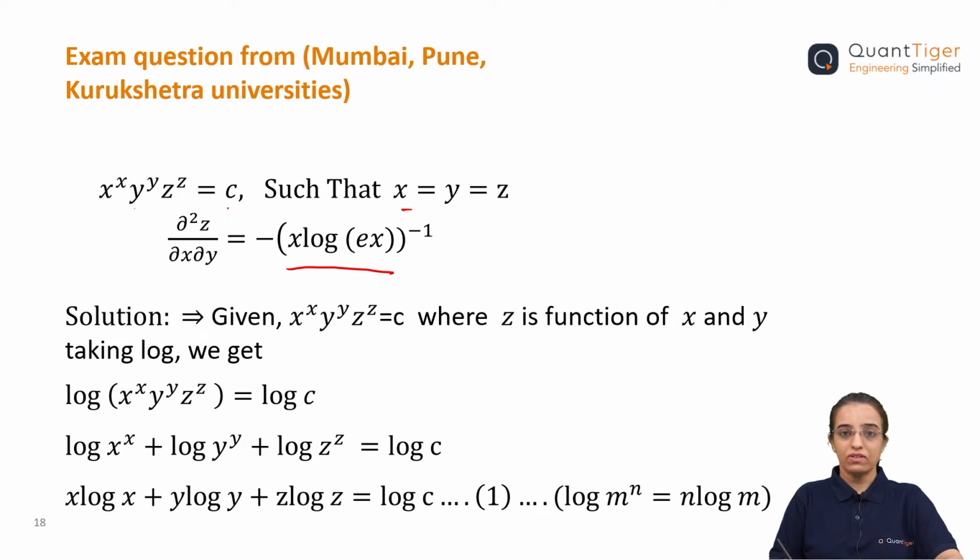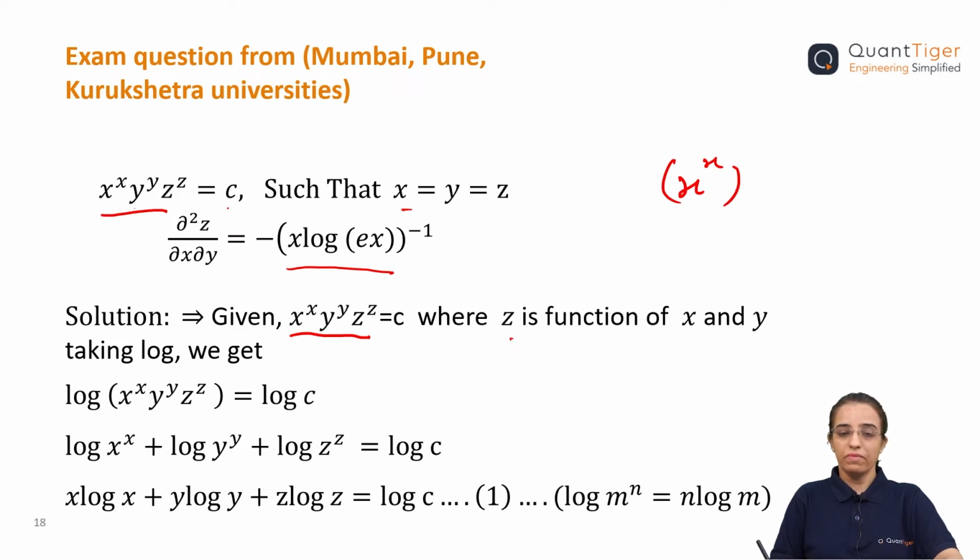So first thing, let's always start with the given thing. The given thing is x raised to x, y raised to y, z raised to z is equal to c, where z is a function of x and y. As we know, there are three variables, so that's the reason we can say that z is a function of x and y. If you focus on the given function, it looks like variable to the power variable. So this is in this format.